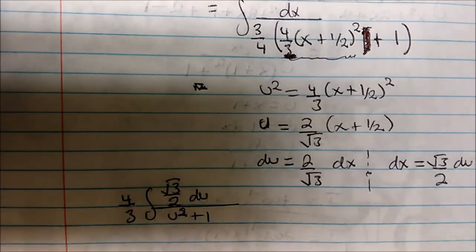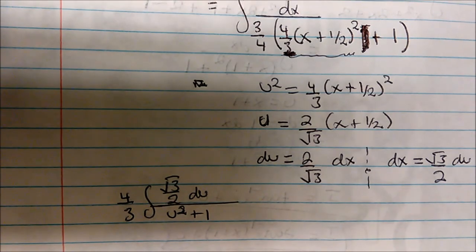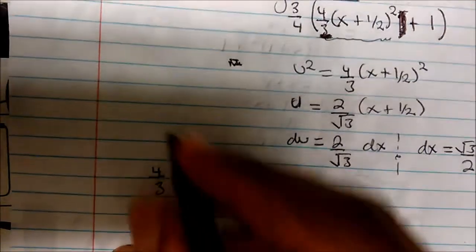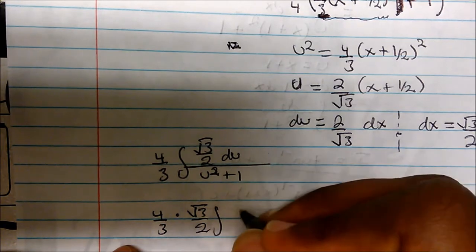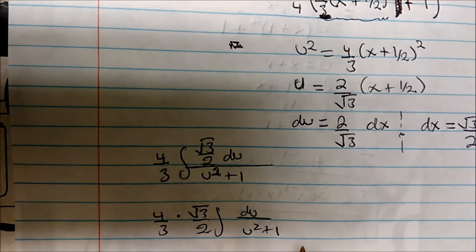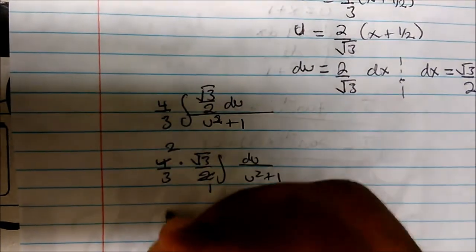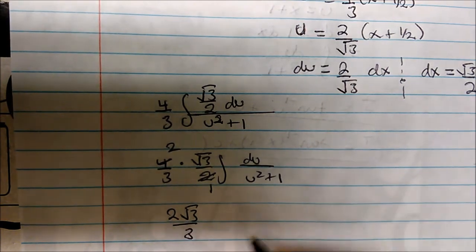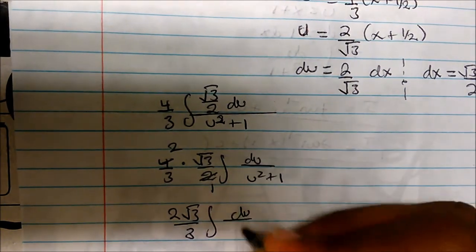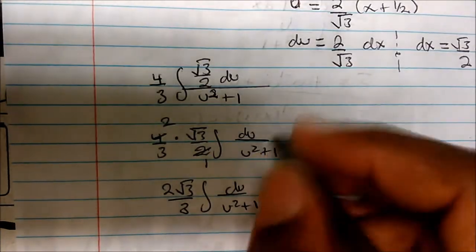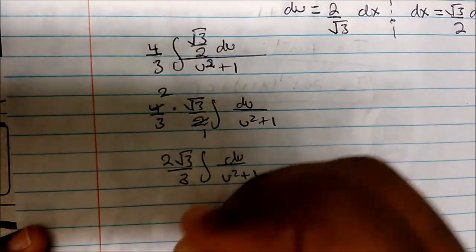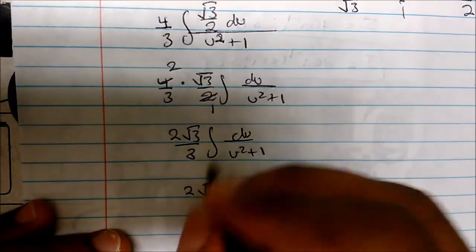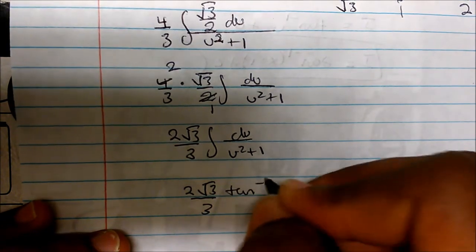Notice how I just rewrote my integral. Now since this is a constant, I could factor it out. So this becomes 4/3 times the square root of 3 over 2 times the integral of du over u squared plus 1. If I simplify this, this becomes a 2. So this becomes 2 square root of 3 over 3 times the integral of du over u squared plus 1.